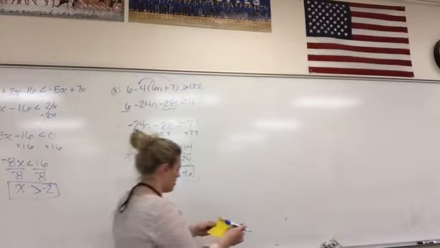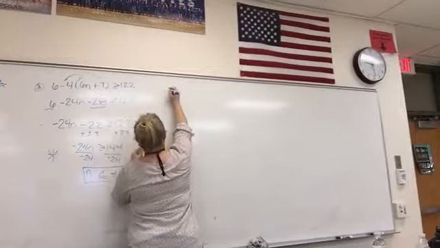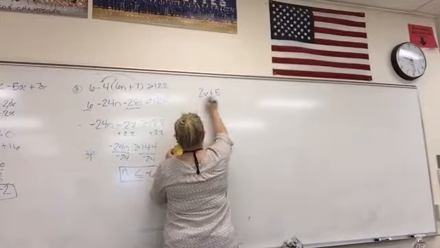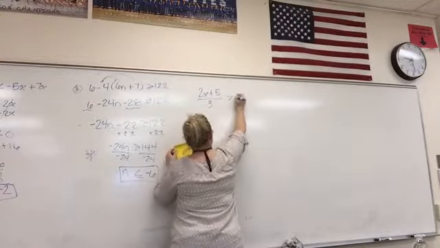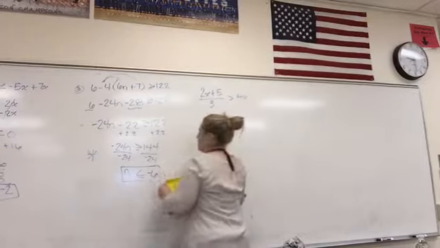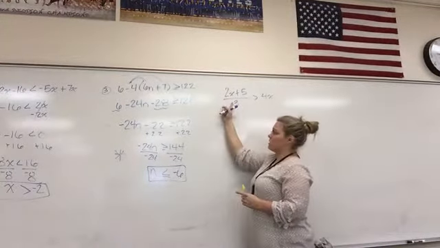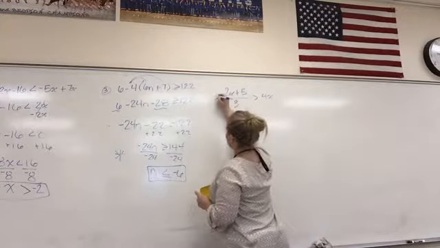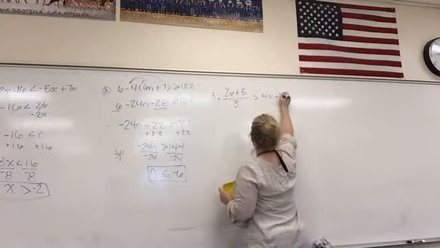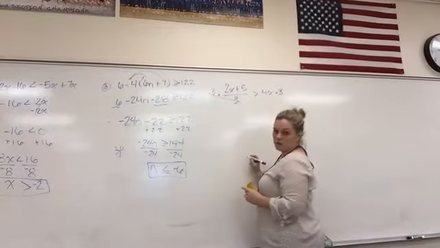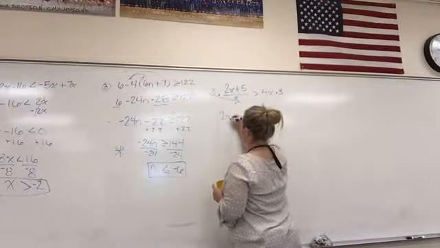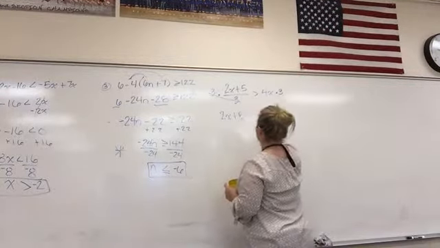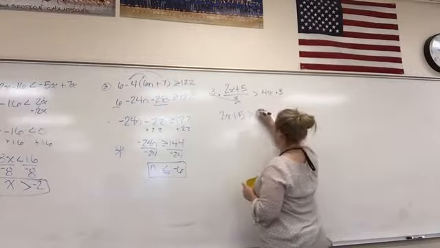Let's go ahead and do another one. So I wanted to cover this one. We have (2x plus 5) divided by 3 is greater than 4x. So remember, with this fraction, we want to get rid of the 3 on the bottom first. So we're going to multiply both sides by 3. That cancels these out. So I'm left with 2x plus 5 on top is greater than 4x times 3 gives me 12x.